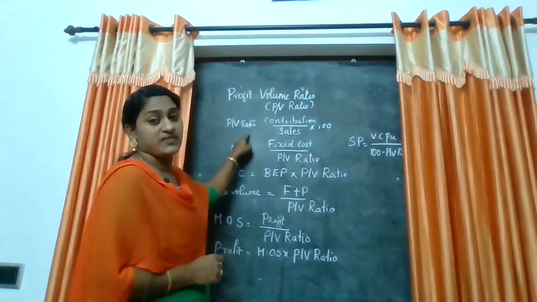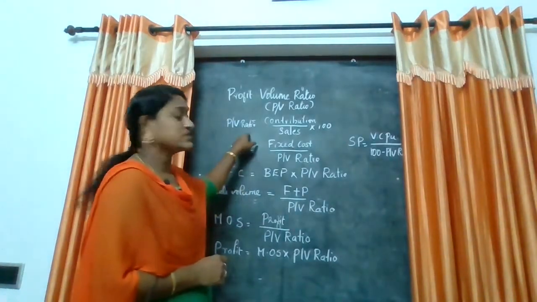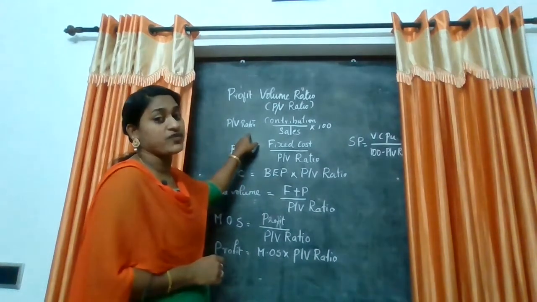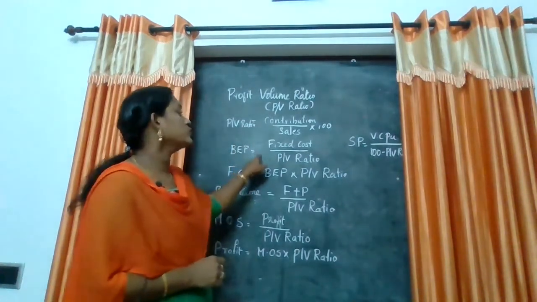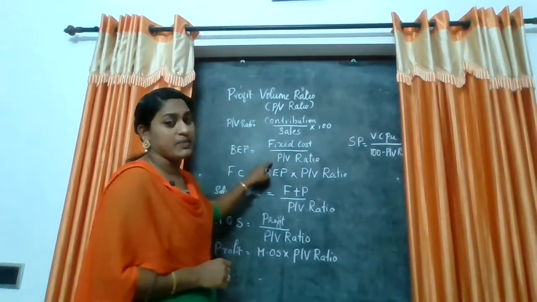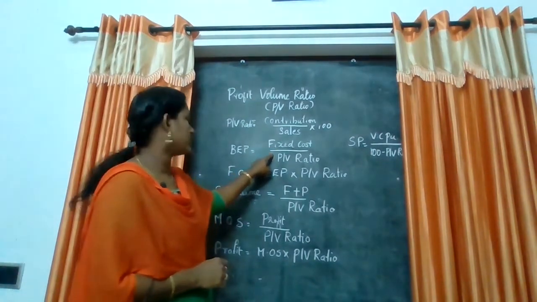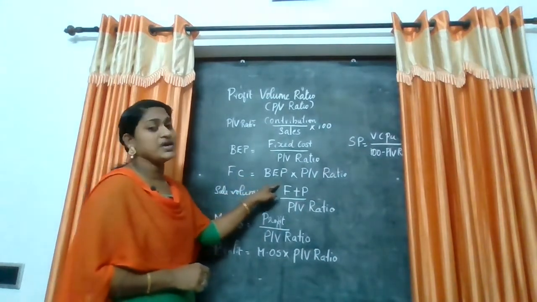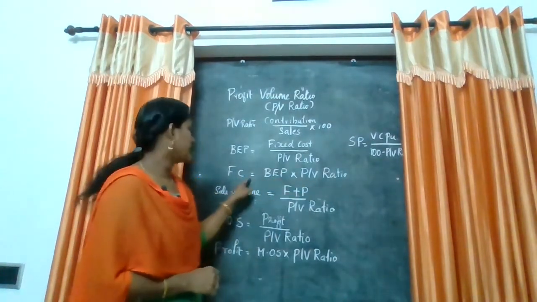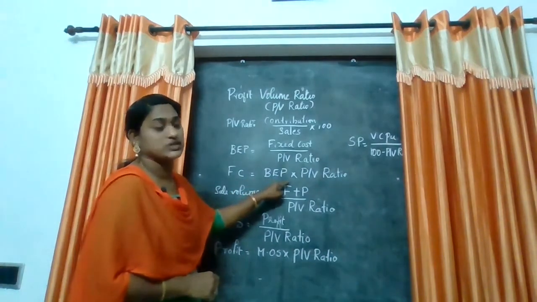By using PV ratio, we can find break-even point. Break-even point is equal to fixed cost divided by PV ratio. Hence, fixed cost is equal to BEP into PV ratio.